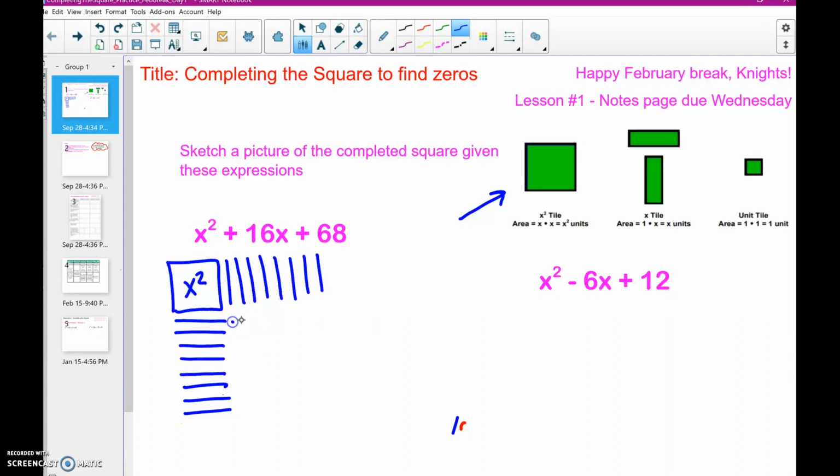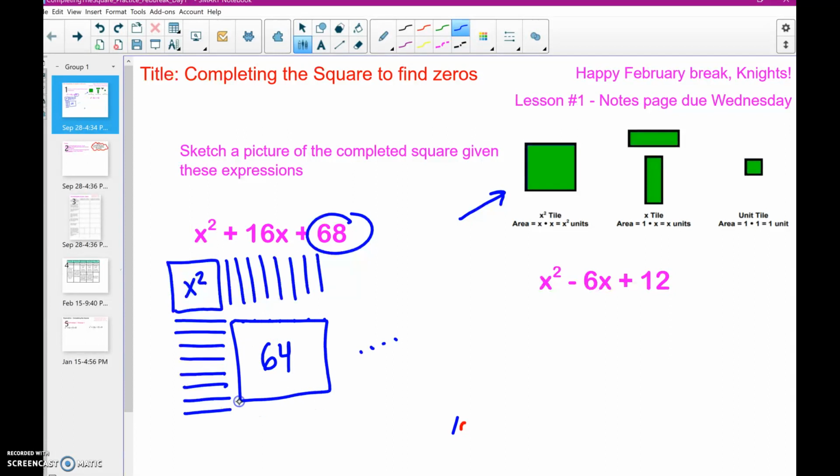Now, we could start laying out dots individually, but we know we can find a faster way to figure out how many would go here. 8 by 8 we know is 64, so there are 64 unit cubes here. However, we have 4 extra unit cubes because we have 68. So that would be our picture that we have right there.